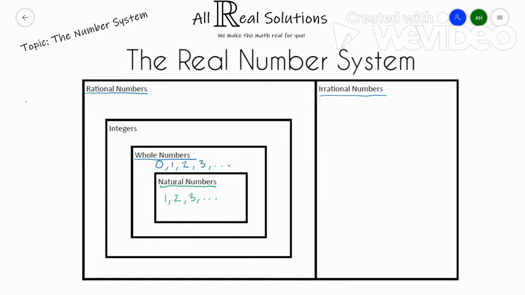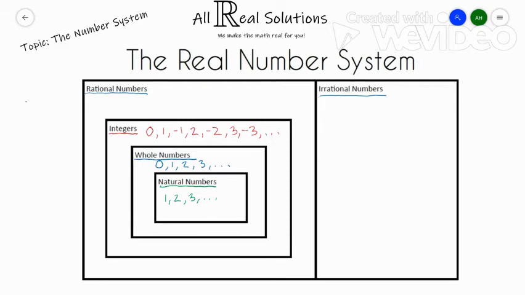The next group is called integers. Integers are all of the whole numbers and their opposites. That would mean that the integers are 0, 1, -1, 2, -2, 3, -3, so on and so forth. So we have natural numbers, whole numbers, which are natural numbers including 0, then integers, which are all of the whole numbers and all of their opposites.